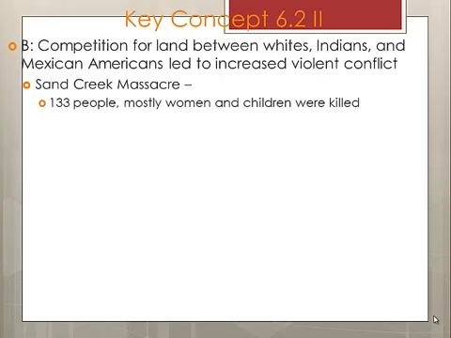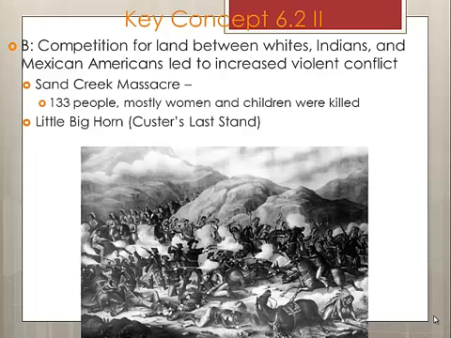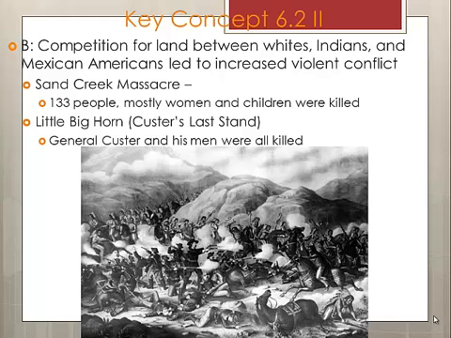You have the Sand Creek Massacre, in which 133 people, mostly women and children, were killed. These were Native Americans. The Battle of Little Bighorn, also known as Custer's Last Stand, was when General Custer and his men were all killed in this very famous battle. So the American government and Native Americans would have lots of conflicts.